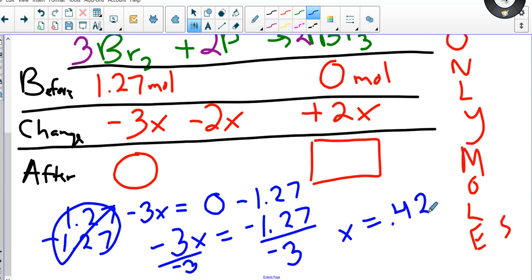Because if I was making sandwiches and I run out of bread, how much is going to be left when I'm done? None. Right? Always 0? One of them will always be 0. Now, notice in the problem it said excess phosphorus. There's probably phosphorus left over, but I'm going to run out of bromine.